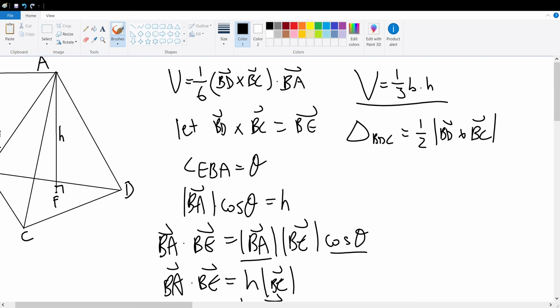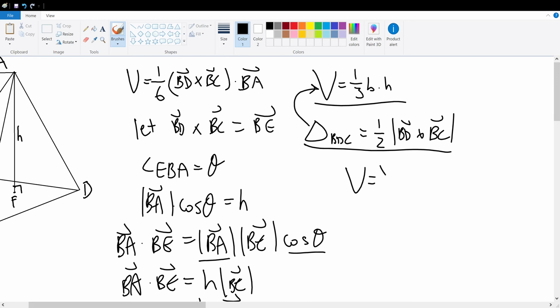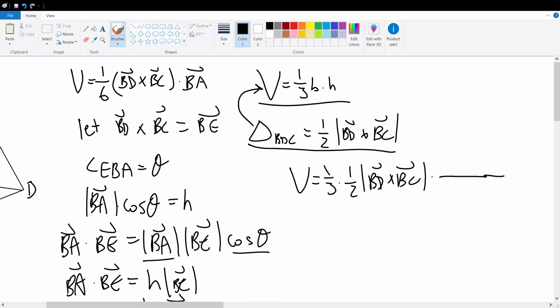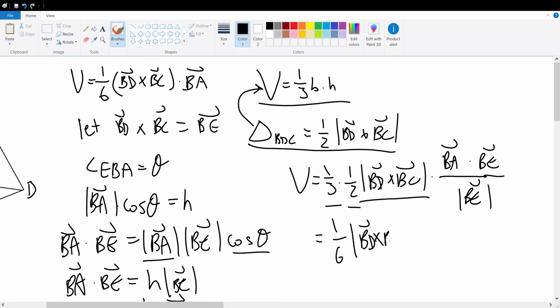From here we are ready to apply the base and height into our volume formula. To rewrite it, V is equal to 1/3 times its base, half times BD vector cross BC vector's magnitude, times our height, which we have previously derived to be BA vector dot BE vector divided by BE vector's magnitude. So you write that in accordingly. From here, we combine the like terms of 1/3 and 1/2 to get 1/6. This remains unchanged, BD vector cross BC vector's magnitude.